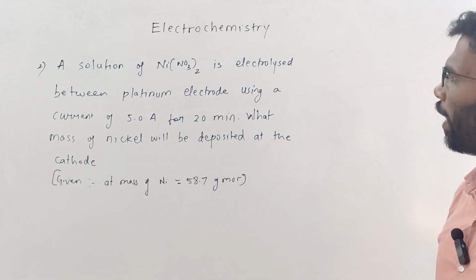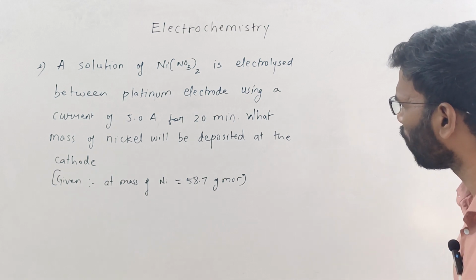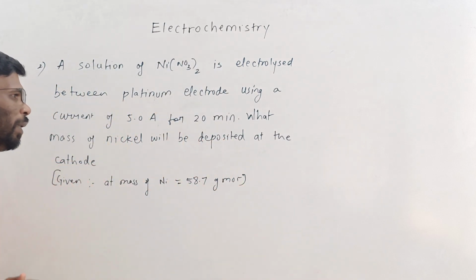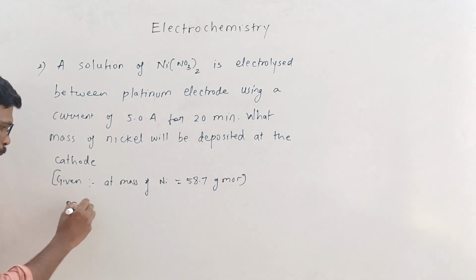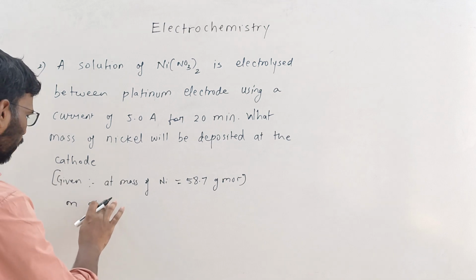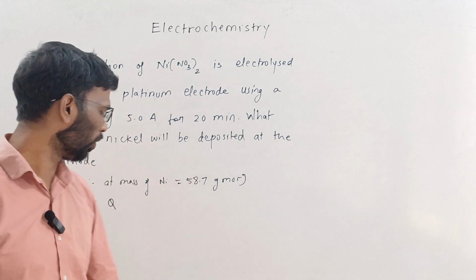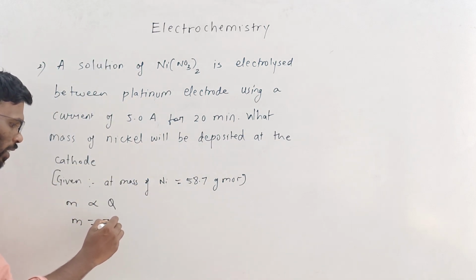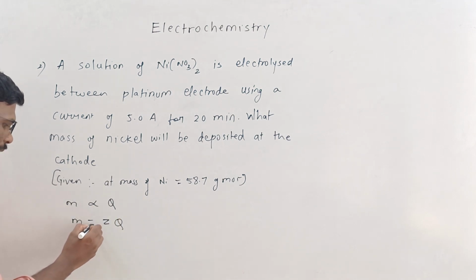A solution of nickel nitrate is electrolyzed between platinum electrodes using a current of 5.0 ampere for 20 minutes. What mass of nickel will be deposited at the cathode? Now, what is the formula? We know from basics that mass deposited is directly proportional to what? It is directly proportional to Q. Q is the amount of charge flowing through the circuit, right? So M, I put a proportionality constant Z over here, so M equals ZQ.